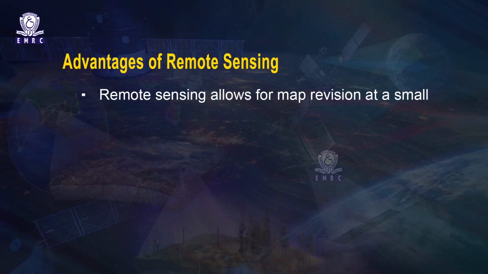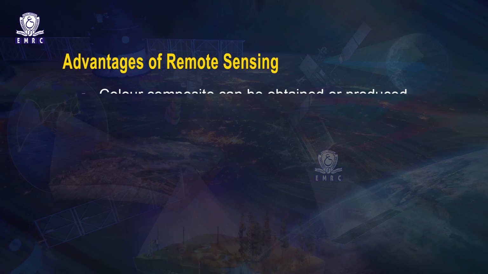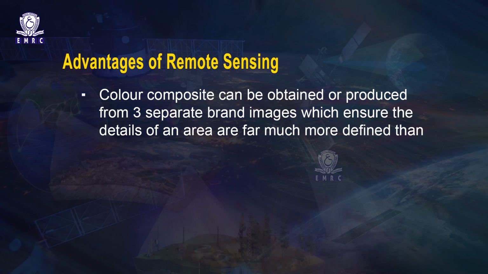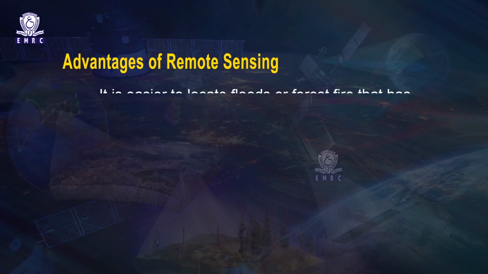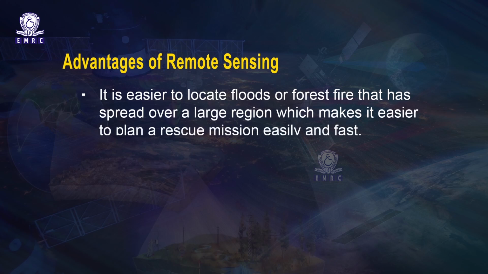Remote sensing allows for map revision at small to medium scales, which makes it cheaper and faster. A color composite can be produced from three separate band images, which ensures the details of an area are far more defined than when using only a single band image or aerial photographs. It is easier to locate floods or forest fires that have spread over a large region, which makes it easier to plan a rescue mission easily and fast.